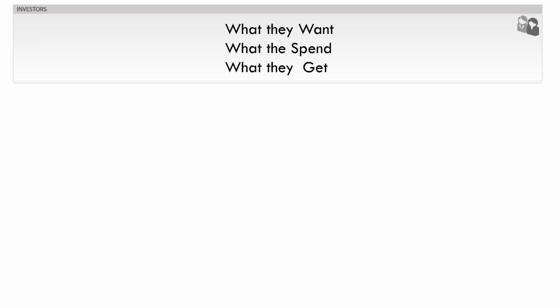So what we're introducing here is the first layer of the canvas, and I like to layer this with the investors, and we have two groups of investors. We need to know what they want. We need to help them understand what they're spending, and we need to help them understand what they get. Who are our two buckets of investors? Well, it's our executive leadership of our company, but it's also our customers.